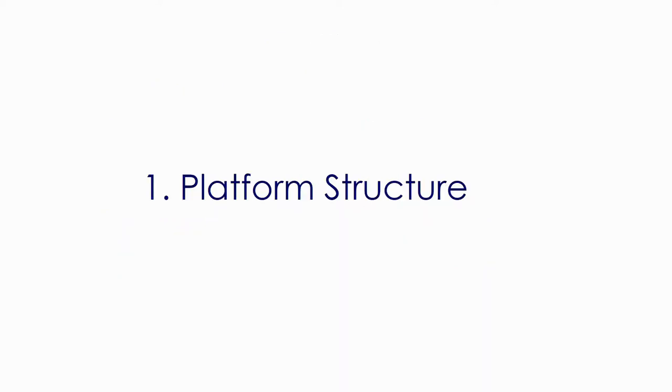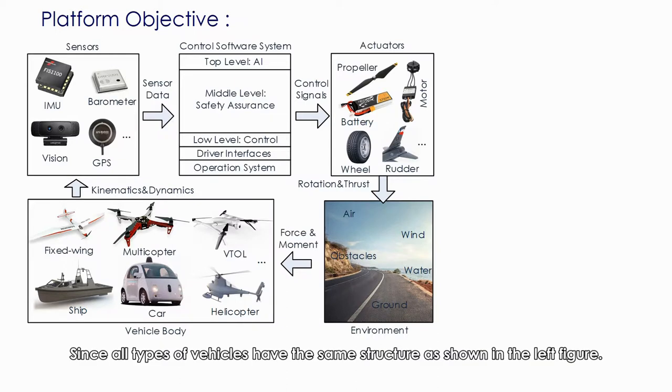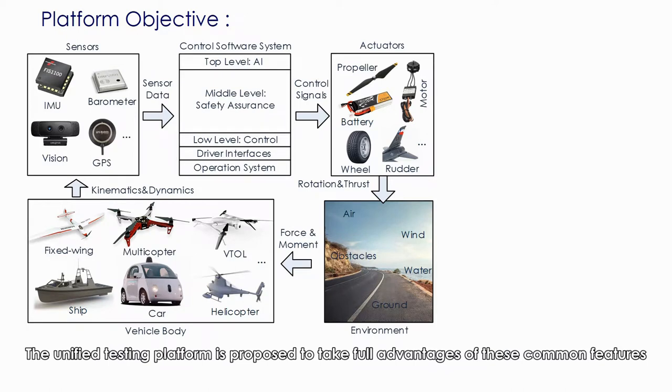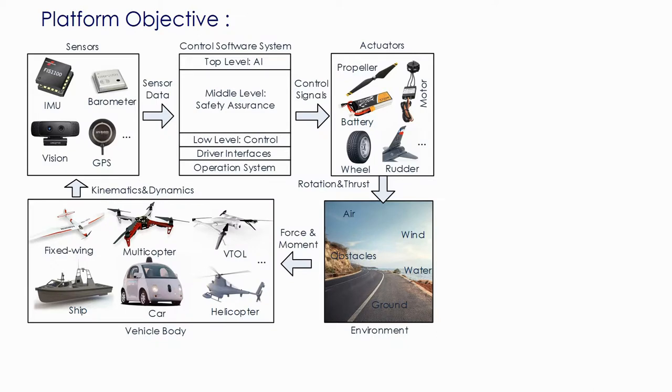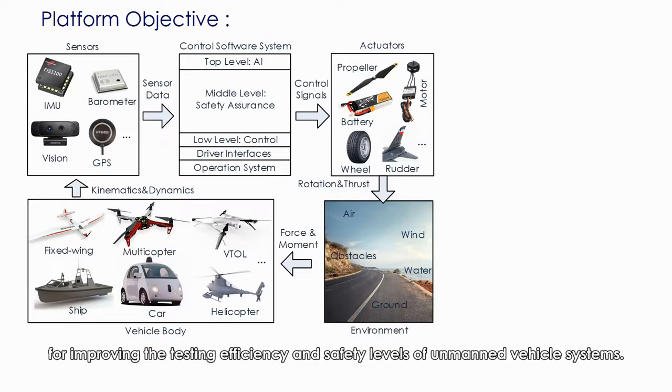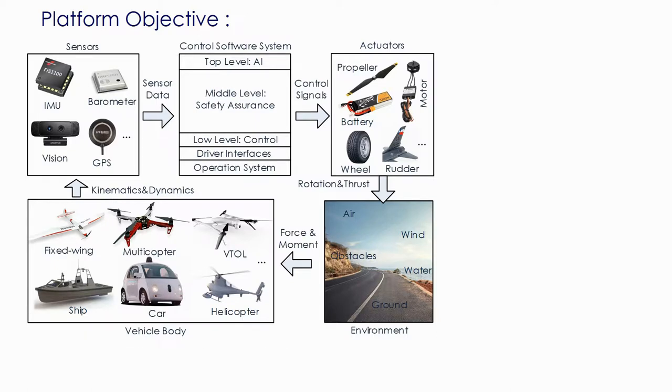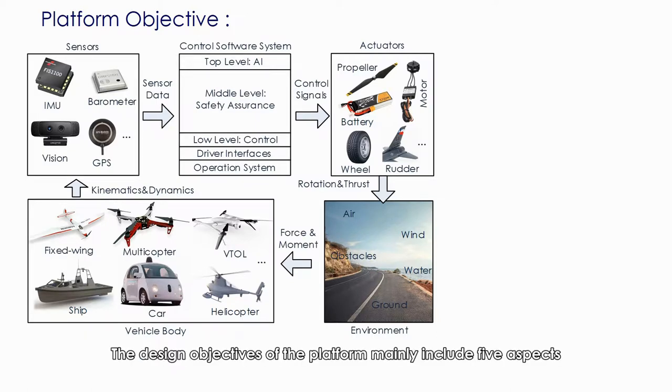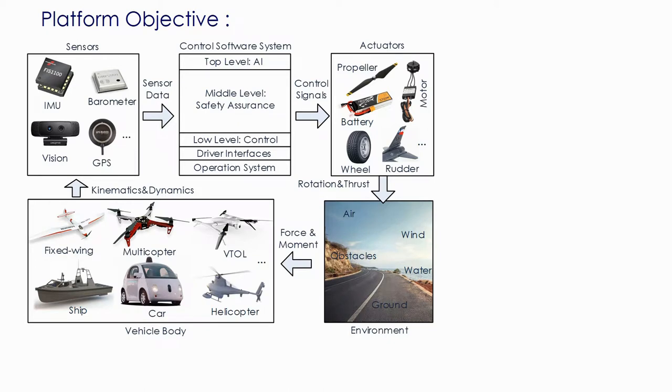First, platform structure. Since all types of vehicle have the same structure as shown in the next figure, the unified testing platform is proposed to take full advantage of these common features for improving the testing efficiency and safety levels of unmanned vehicle systems. The design objective of the platform mainly includes 5 aspects.